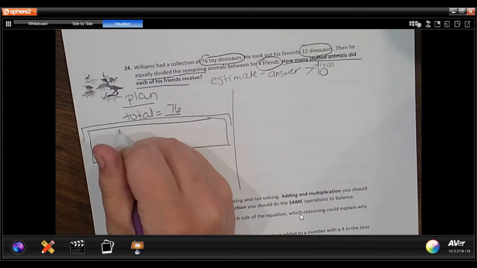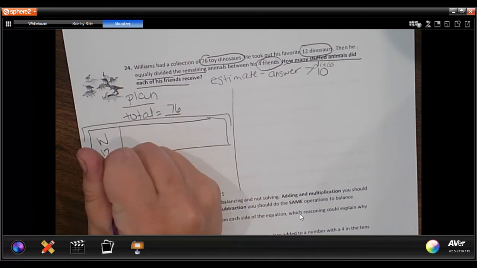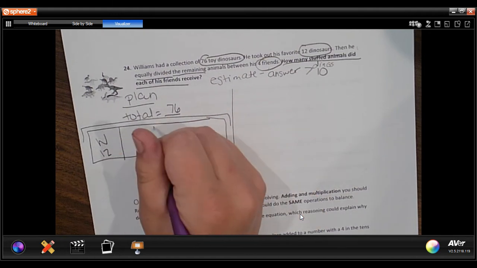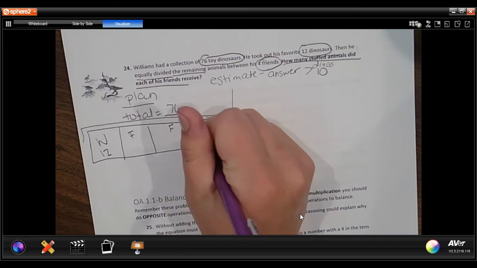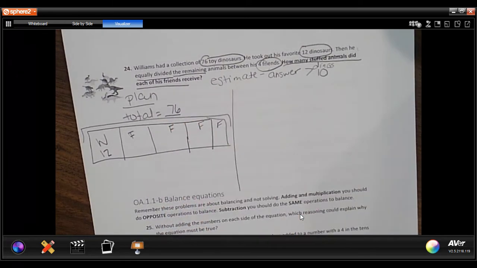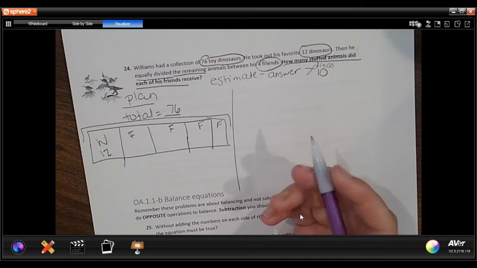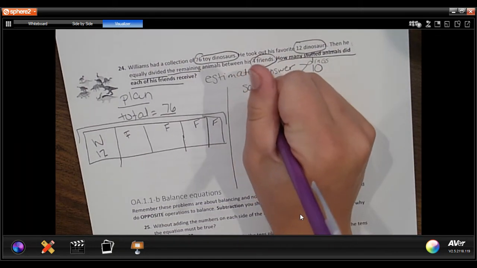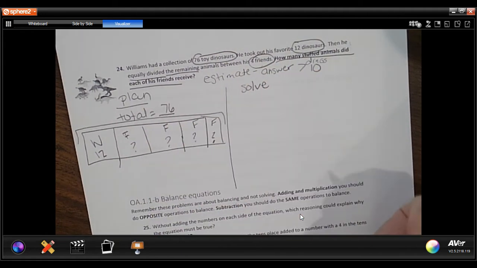And then I know he takes them out. So I'm going to write a W for Williams, that he took out 12 dinosaurs to keep. And then I'm going to draw a section for each of his 4 friends. So friend 1, friend 2, friend 3, and friend 4. So he took out those 12, and then we want to know how many each of his friends have. So now I'm going to come over here and start solving it. I'm going to put question marks here because we don't know how many each of his friends has yet.